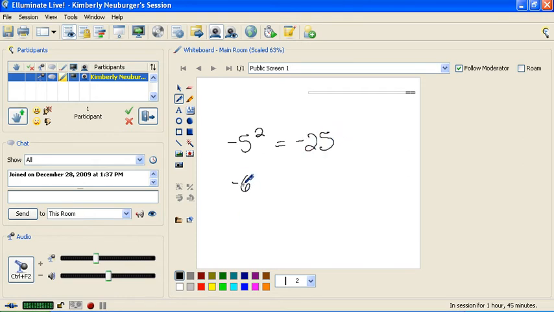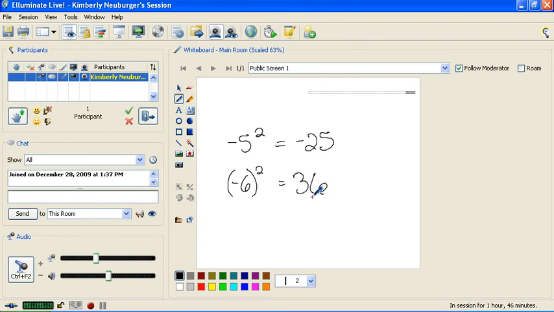If we have negative 6 squared written like that with the parentheses, we are actually squaring the negative this time, so that's going to be negative 6 times negative 6. The two negatives will make positive, and this will be positive 36.